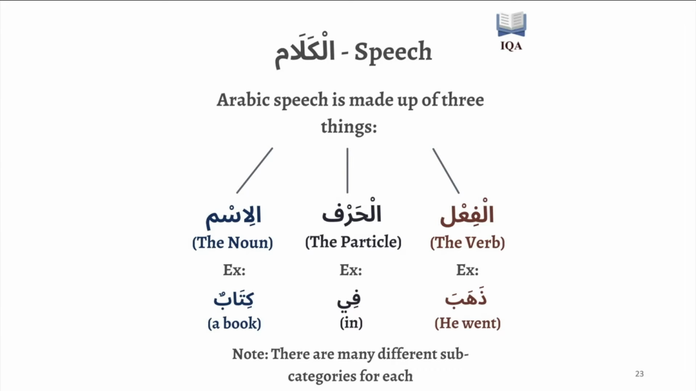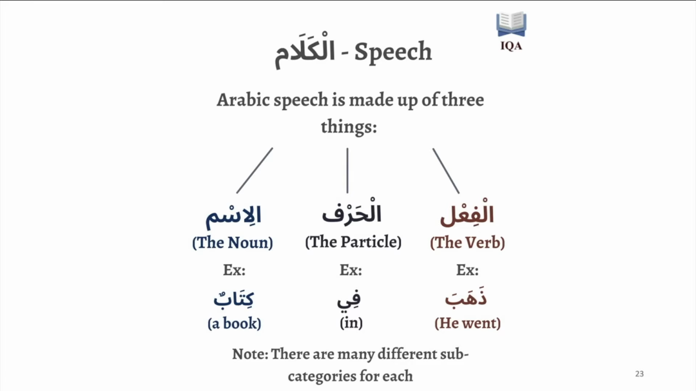Alhamdulillah. In this lesson, inshallah, we're going to be speaking about al-kalam, speech in the Arabic language, and how speech is broken down into three things. So in the Arabic language, Arabic speech is broken down into three things. That means that any single speech in Arabic, any single writing in Arabic, any single text in Arabic is going to be made up of these three things.